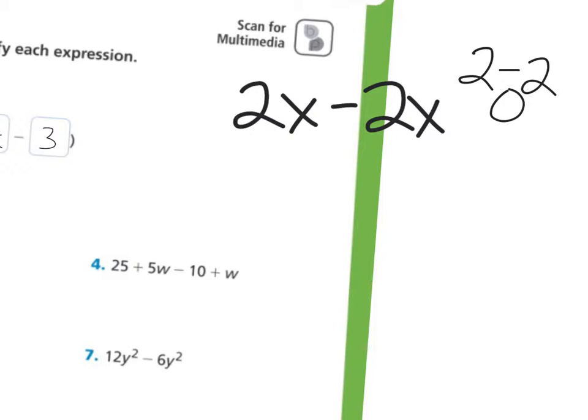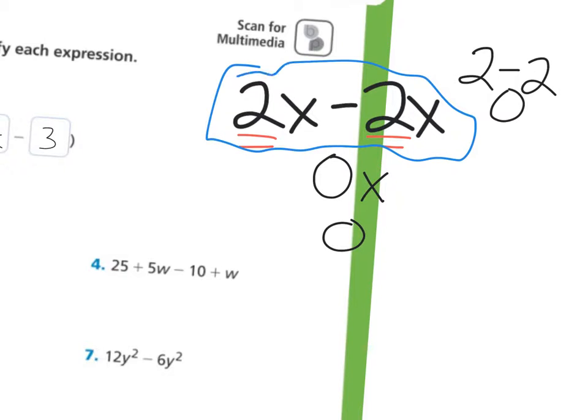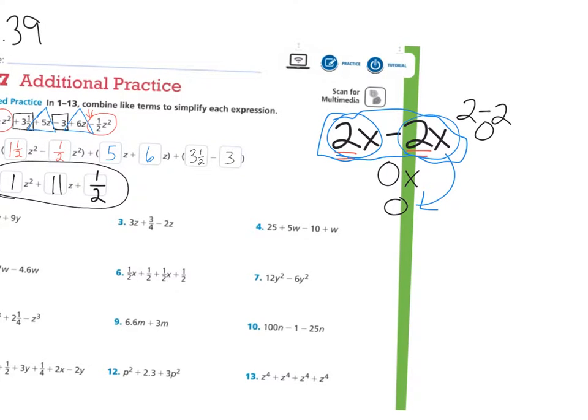Okay, well, we're doing the same thing with our variables here. We're subtracting our coefficients. So 2x minus 2x, 2 minus 2 is 0. This would have to be 0x. And we know if you take 0 times anything, you just get 0. So one way to think about this problem, 2x minus 2x, is basically whatever we had, we're taking away the whole thing. Whatever we had, we take away the whole thing, we're left with nothing. So final answer would be 0 on a problem like that.